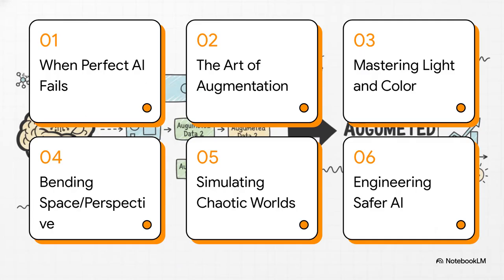So how do developers get around this? Well, that's what we're going to unpack today. We're going to start with exactly why that perfect AI fails. Then we'll dive into the art of augmentation itself. We'll see how you can master light and color with just a single line of code, literally bend space and perspective, and even simulate a chaotic, rainy world, all in the name of engineering a much, much safer AI.